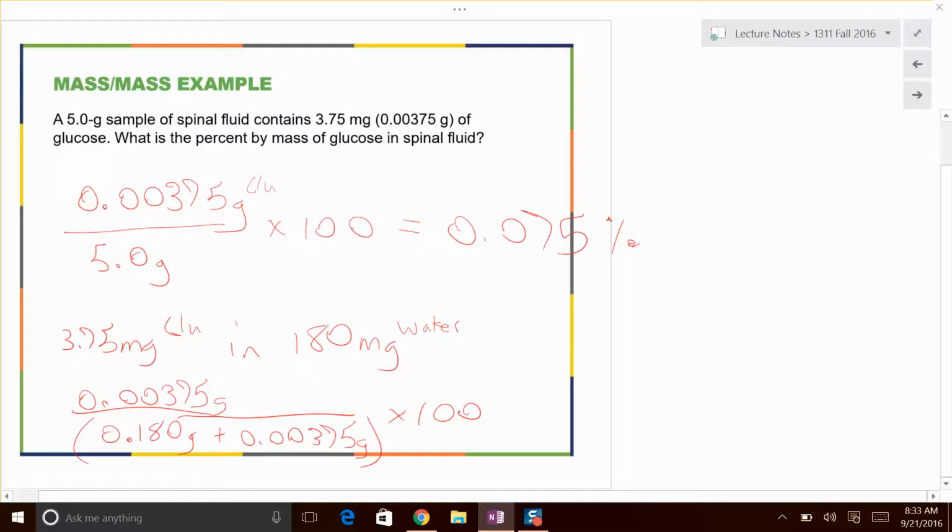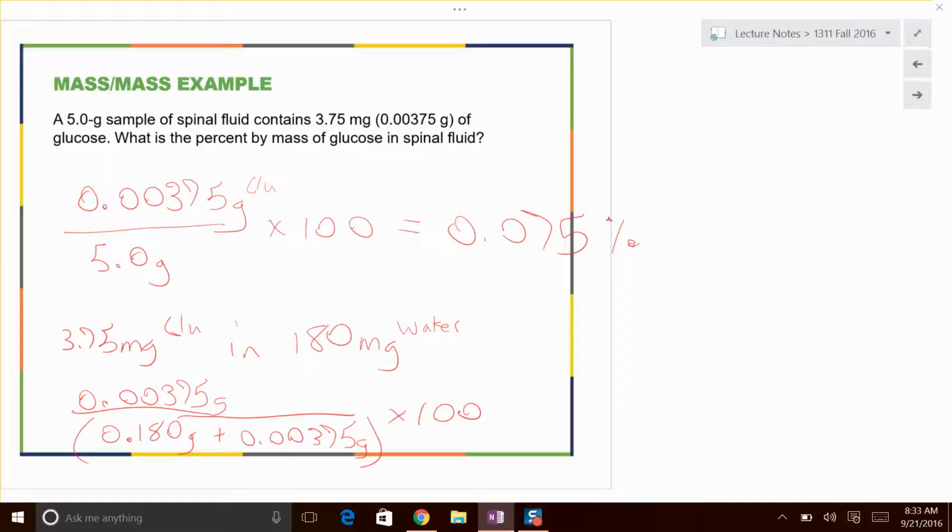Do you guys see how that's different? Here they told me it's 5 grams of spinal fluid. That spinal fluid contains the glucose, right? So I didn't have to do that here. But here they're telling me you dissolved 3.75 milligrams of glucose in 180 milligrams of water. That's not the mass of the entire solution. The mass of the entire solution is both things together. So you need to be aware of that when you're answering these kinds of questions, because otherwise you might take 0.00375 divided by 0.180 times 100 and get it wrong. It has to be the mass of everything. The mass of the entire solution.